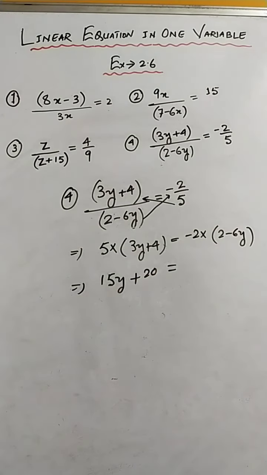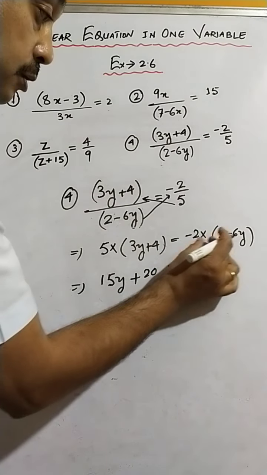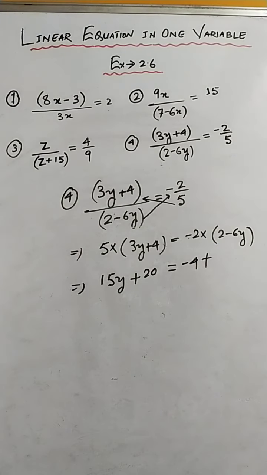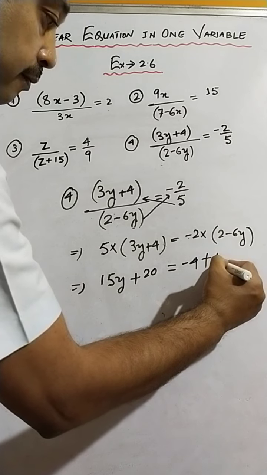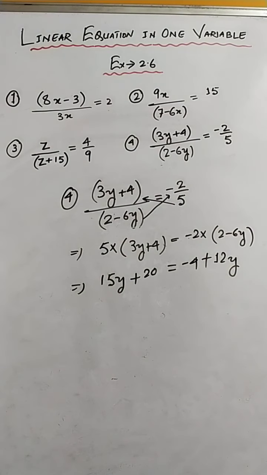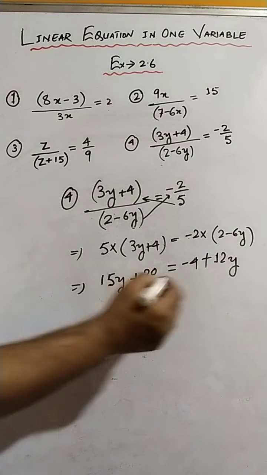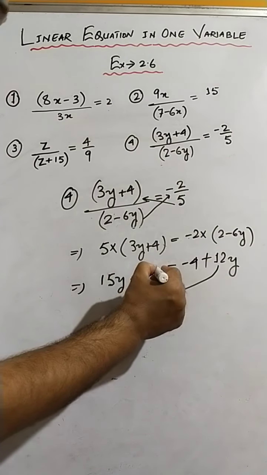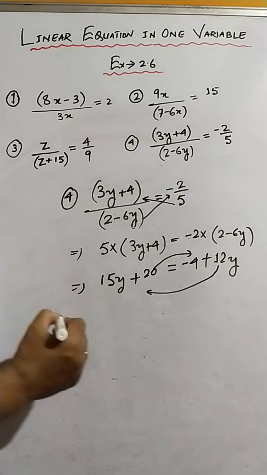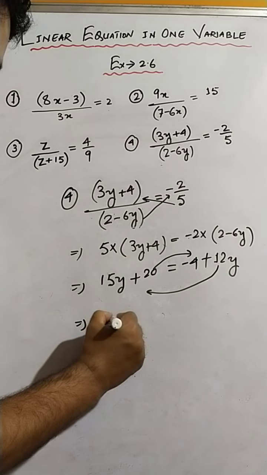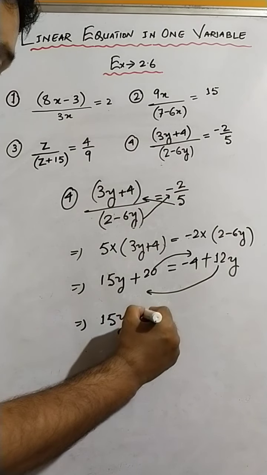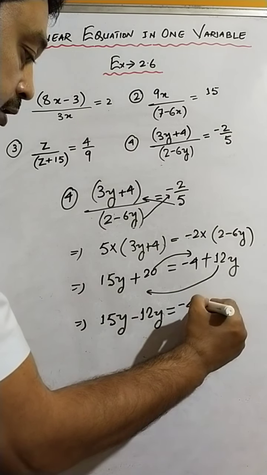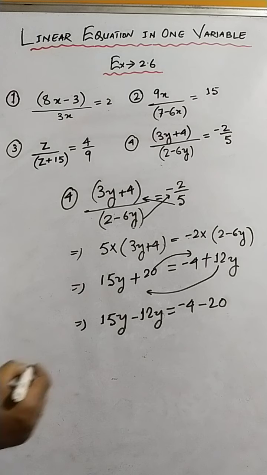Now let's do the same thing on the right hand side. Minus 2 into 2 will give you minus 4. Minus minus will give you plus. 2 into 6y would be 12y. Now next thing, yes, we have to bring this variable towards left hand side and the constant terms towards right hand side. That is 15y minus 12y, that would be equals to minus 4 minus 20.